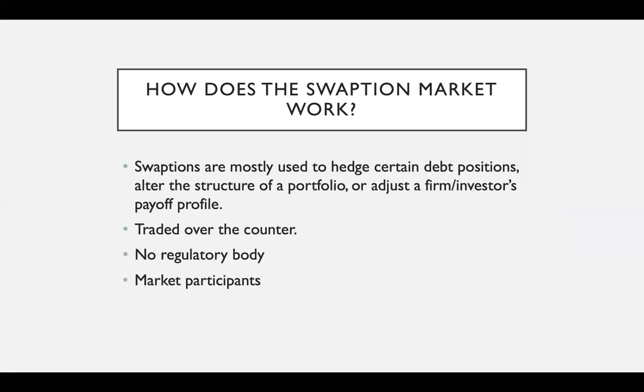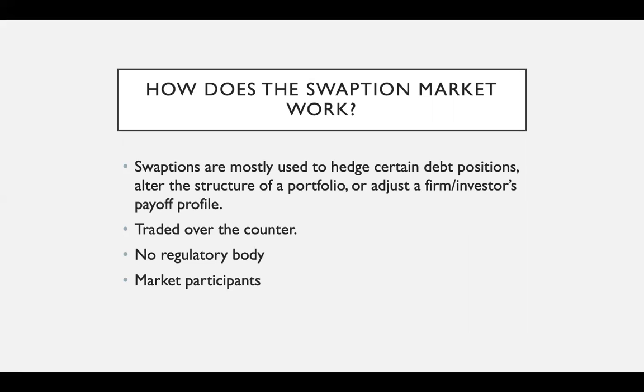So how does the swaption market work? Swaptions are mostly used to hedge certain debt positions. So if a company is worried about interest rates increasing in the future, they would probably enter into a swaption to negate this risk. Swaptions are also used to alter the structure of a portfolio or to adjust a firm or investor's payoff profile.